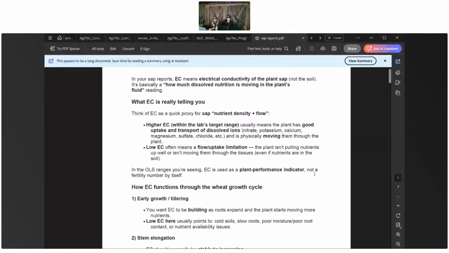So when we're talking about tissue sampling, man, have you got any soil tests with EC on them yet? Yeah, those are the best. So I've gotten. Sorry, keep going.